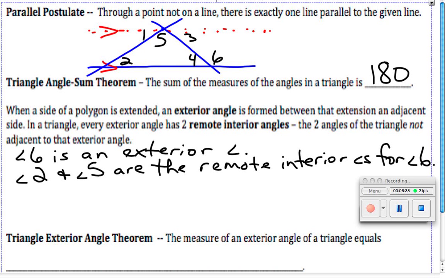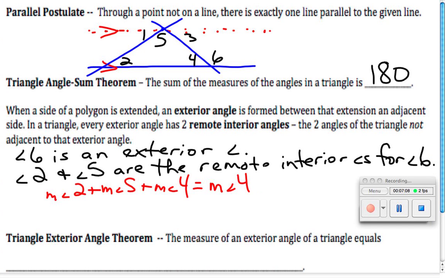So, again, do me a favor, put your pencils down a second. I'm more interested in you seeing this logic than driving yourself nuts scribbling it down. Okay, so you know that the measure of angle 2 plus the measure of angle 5 plus the measure of angle 4 equals 180. What else did we say equaled 180 up here? Angle 4 and angle 6 also add up to 180.